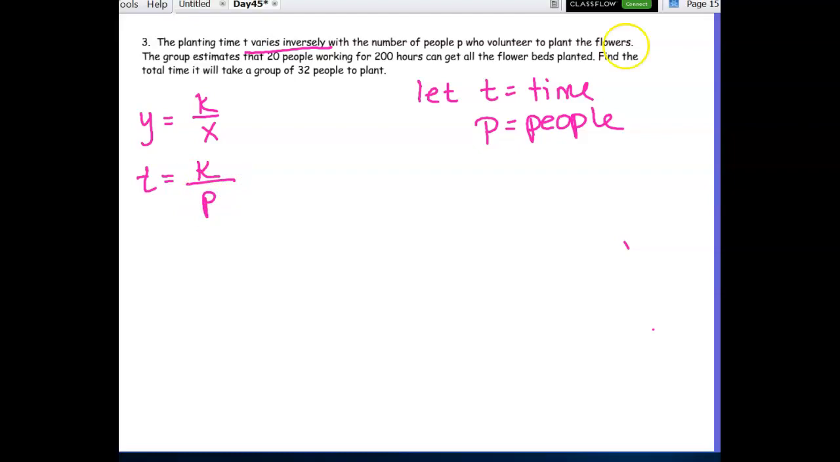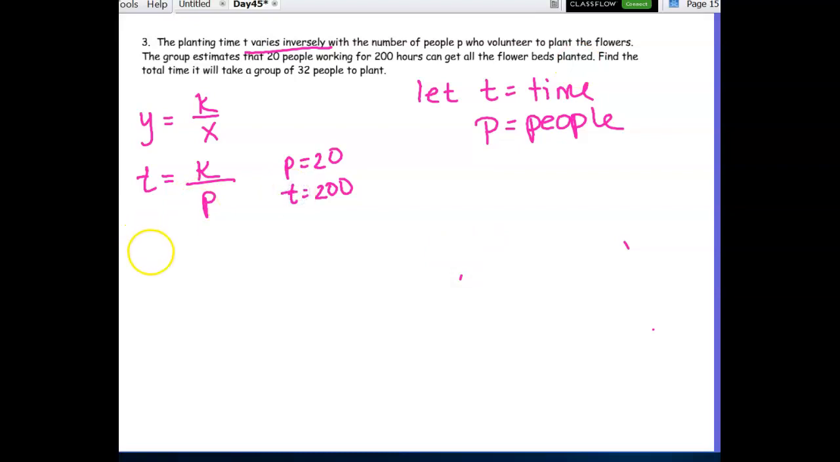So in order, the planting time is the output, and it varies inversely with the number of people. Now the word problem is giving us information. The group estimates that 20 people, so our P is going to be 20, working for 200 hours, so our time is 200, to get all the flower beds planted. So we first figure out the K, the constant of proportionality.